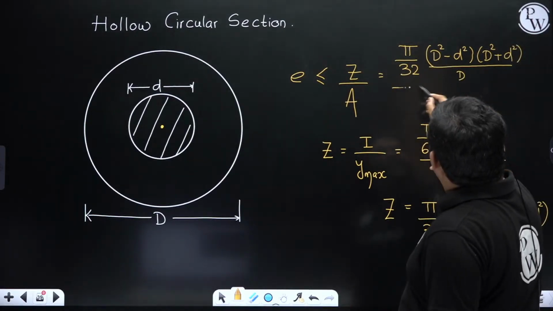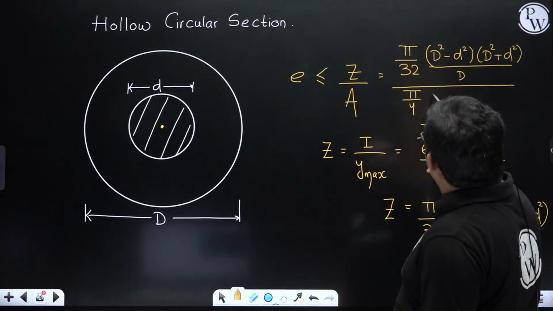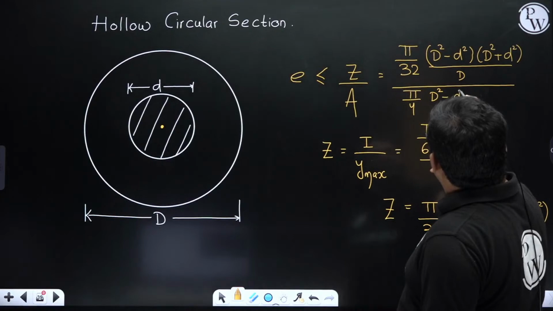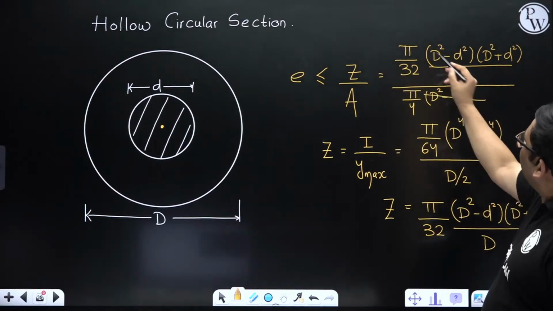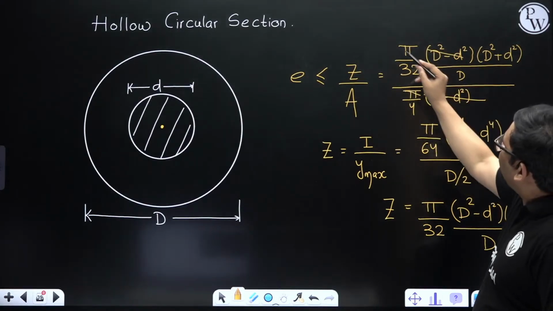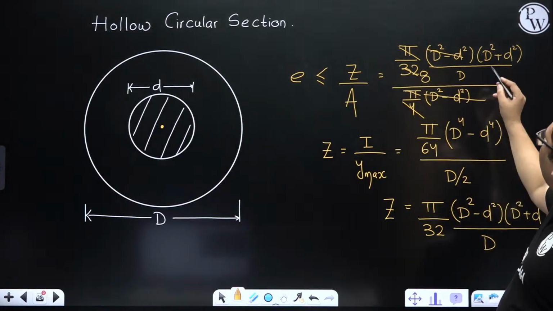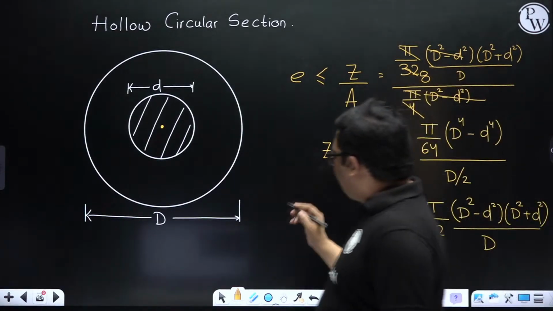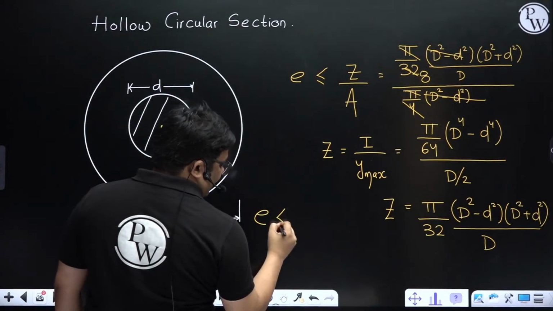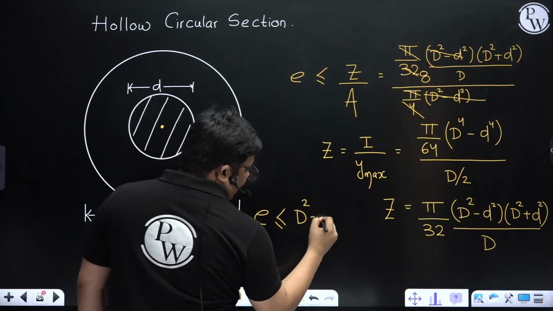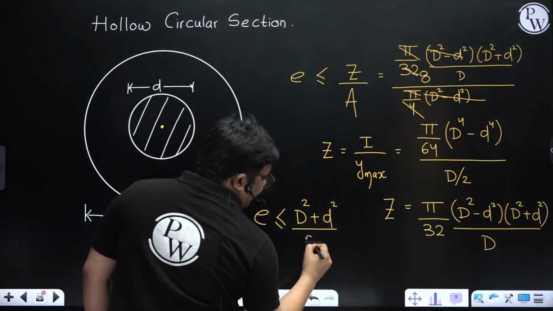Now what is the area of this hollow one? Pi by 4 into (capital D square minus small d square). This is the area. Then you see, these two get cancelled, pi gets cancelled, and I get an 8 here. And the eccentricity, how much am I getting? The eccentricity will be less than or equal to capital D square plus small d square divided by 8 capital D.